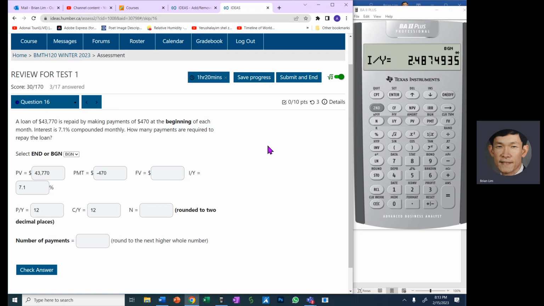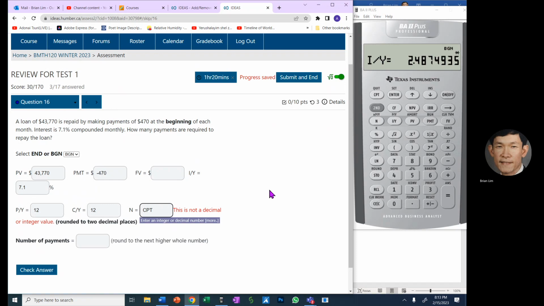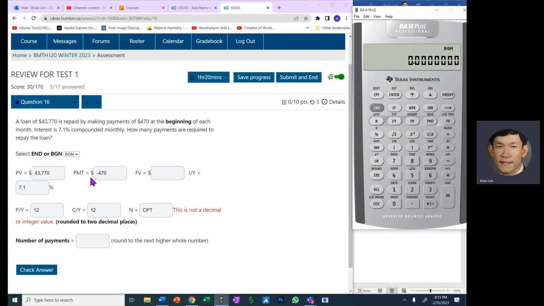How many payments are required to repay the loan? So that is N. N is where we need to do a computation right there. And let us start. Now we're in begin mode, so we are safe. And we can start entering the values for PY and CY. So second IY, CY is 12, or we can indeed enter it, 12 and enter, and that is also for CY. And we can exit or quit.